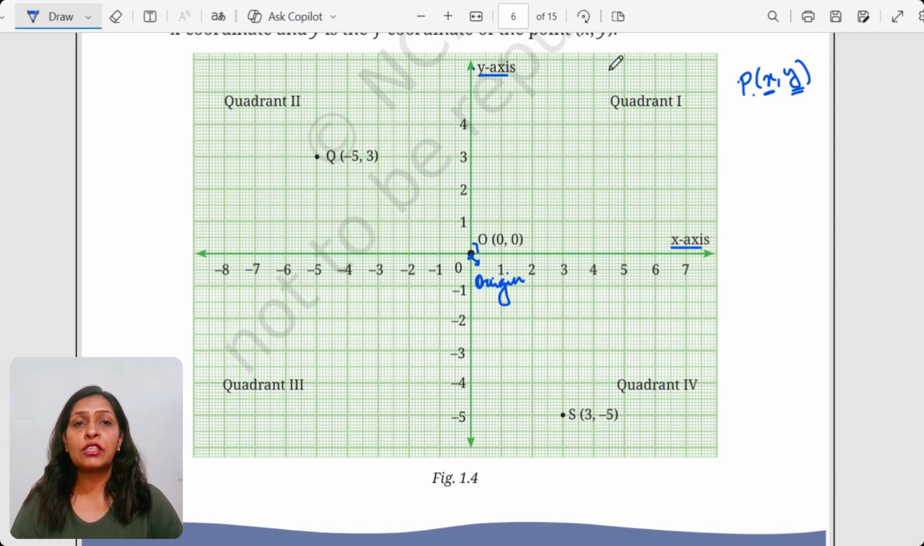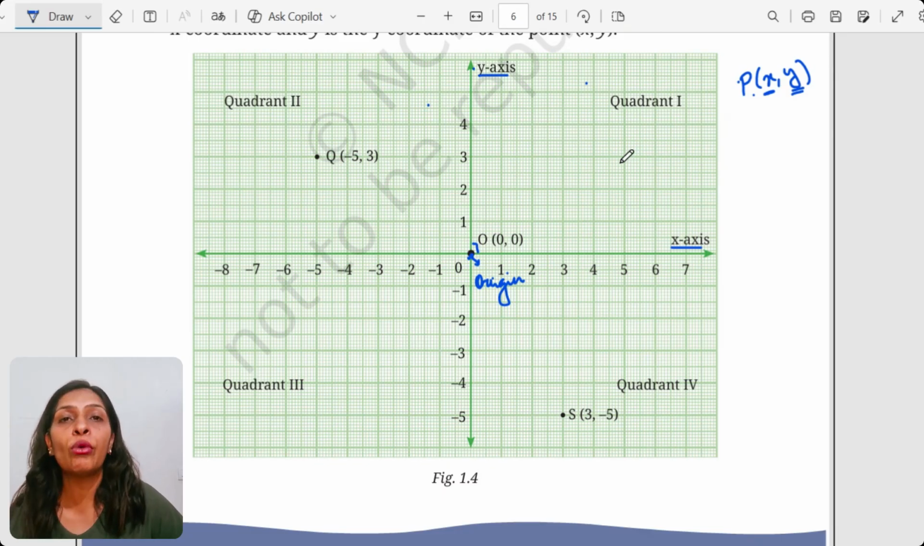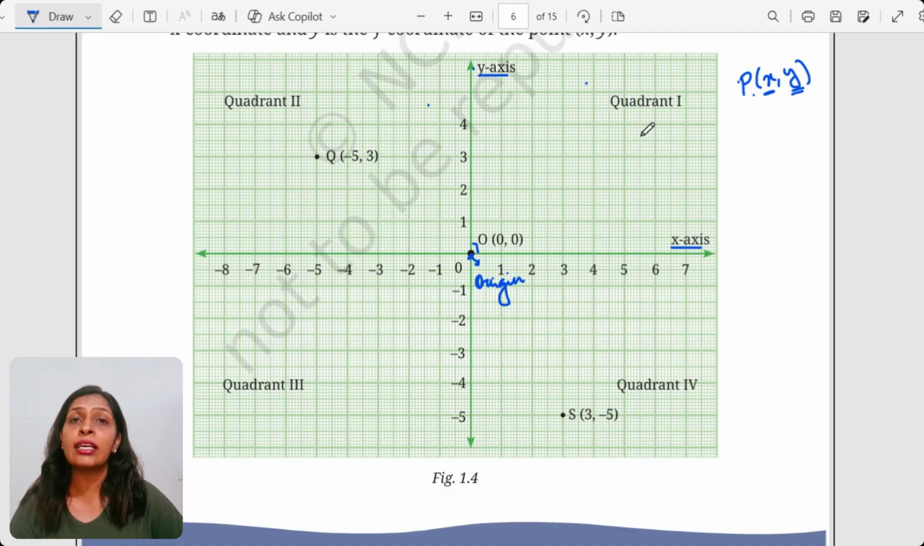Now, when the x-axis and the y-axis are intersecting and the Cartesian plane is formed, this whole plane has been divided into how many parts? Part 1, 2, 3, and 4. So there are 4 parts that have been formed using the Cartesian plane, and these parts have a special name known as quadrants.